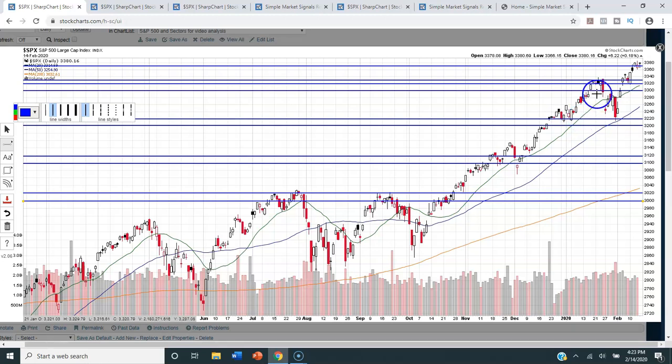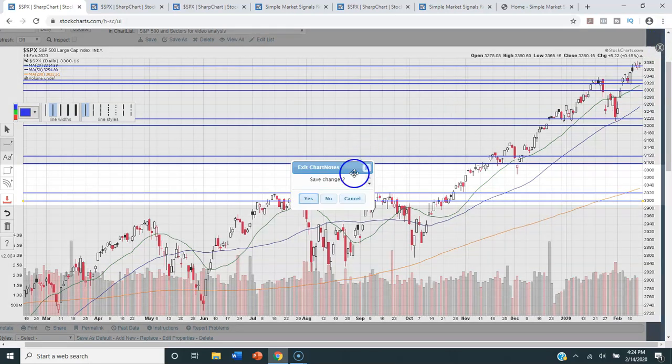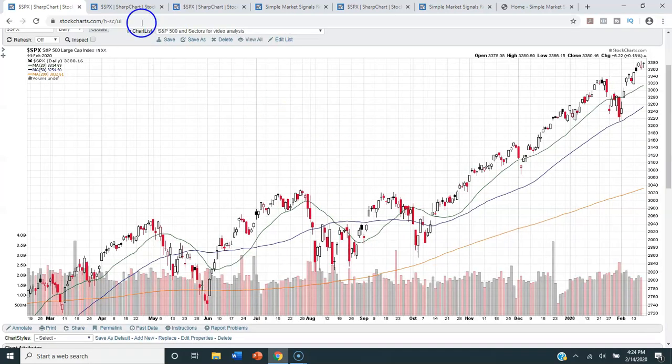So if we do get a pullback, and we penetrate below some of these other areas that I pointed out, like the 3330 and the 3320, excuse me, and the 3300 level, then the 3220 would definitely come into play there. And hopefully we won't see the market pull back any further than that anytime soon. So let me click out of this chart and let's take a look at some other time frames.